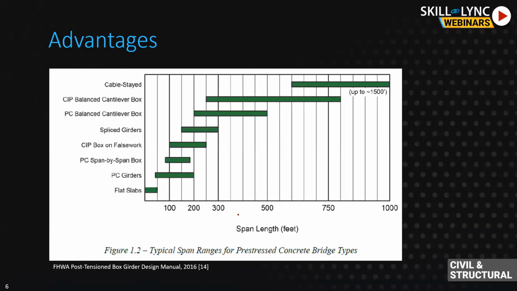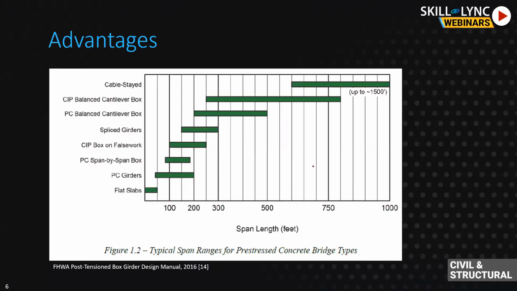I took this from the FHWA manual, and you can see the scope of prestressed concrete. Generally we do PC girders, which go up to around 200 feet, which is about most of our need, around 100 to 200 feet. Even if we want to go higher and longer, we can have cast-in-place box, which can take up to like 250 feet. And then you can see cable-stayed and balanced cantilever box. It can even take you more than 1,000 feet.